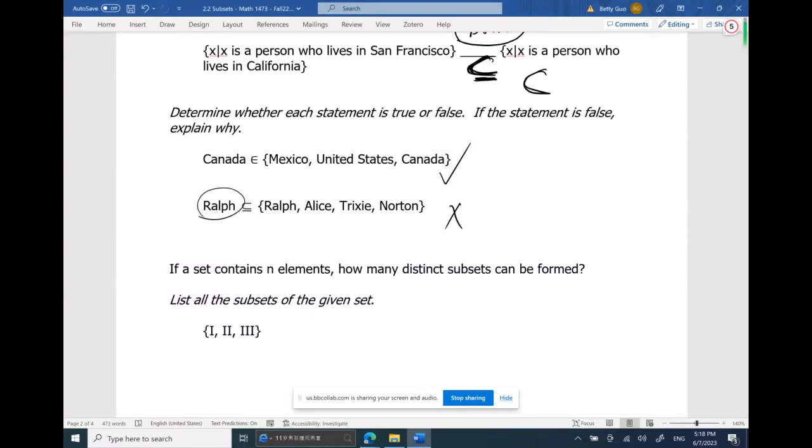We do not really use subset notation to connect an element and a set. It's a misuse, an abuse of the notation. Again, this subset notation can only connect two sets, not an element and a set. Next question.